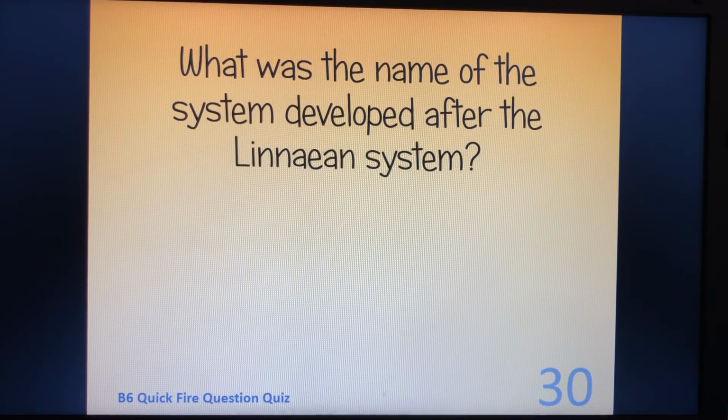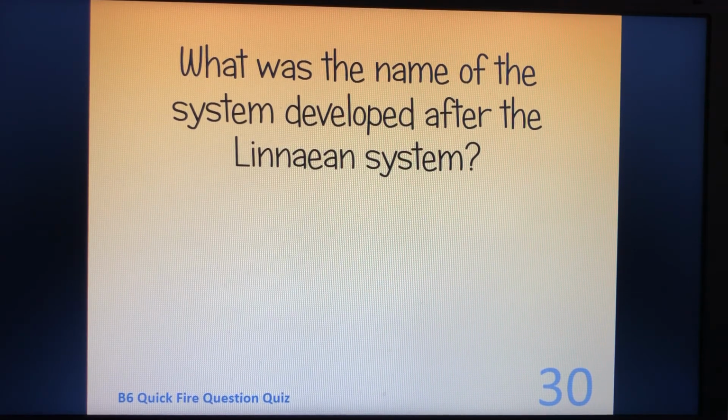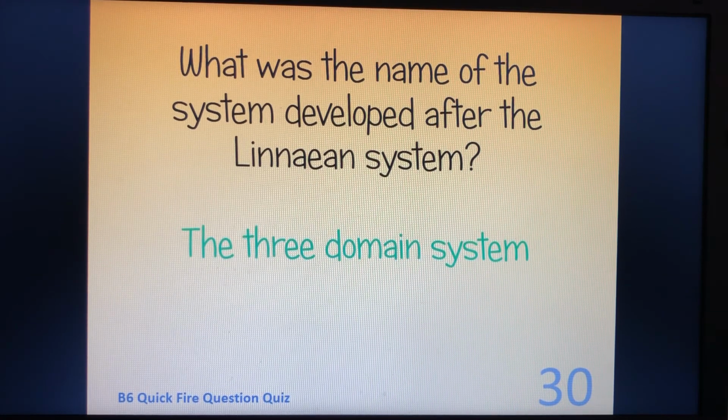What was the name of the system developed after the Linnaean system? So there were two Carls. The first Carl came up with the Linnaean system, which we've just looked at. What was the name of the system that was developed for classification after the Linnaean system? And the answer is the three-domain system. So putting three main categories for the classification.